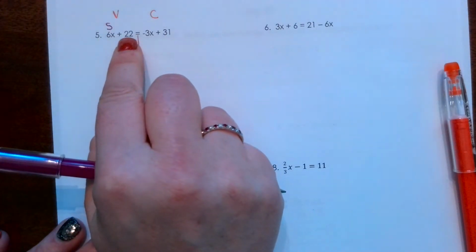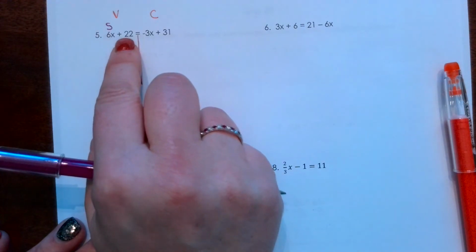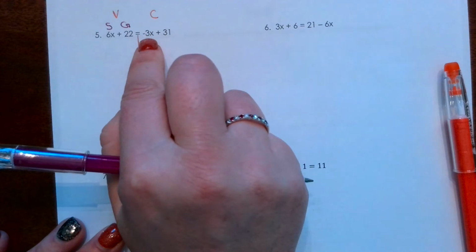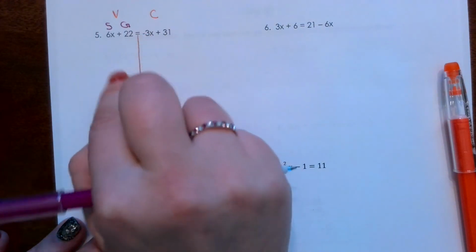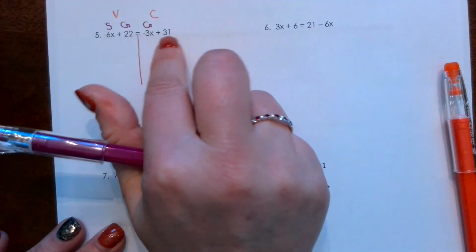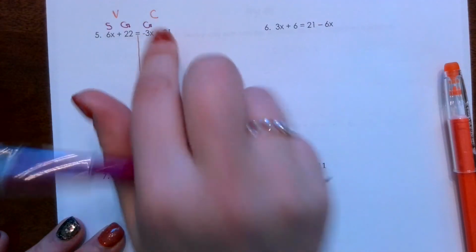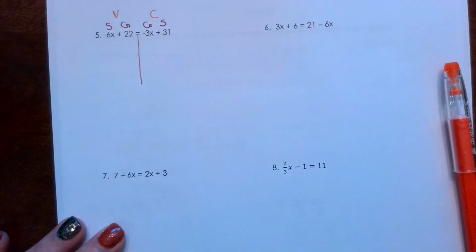This is a plus 22. That is a constant. I need that to be on the right. It's going to go. This negative 3x is over here on the right. I need it to be on the left. It's going to go. And this plus 31 is over here very happily on the right. I want it on the right, so it will stay.